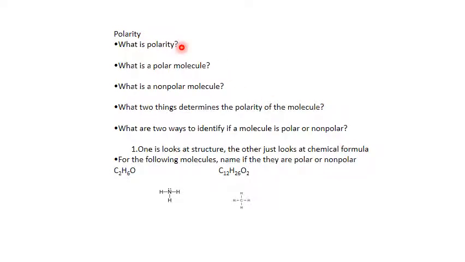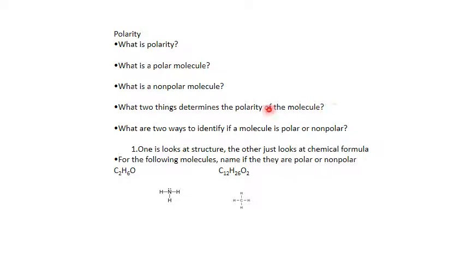Okay, what is polarity? Well, I gave you a definition. I believe it's how electrons are distributed, or how they are shared on a molecule. And there are 2 different types. There are polar molecules where the sharing of electrons is unequal, or one side of the molecule is more negative than the other. And then you have a nonpolar molecule where the electrons are equally shared on the molecule, and it doesn't have any polarity.